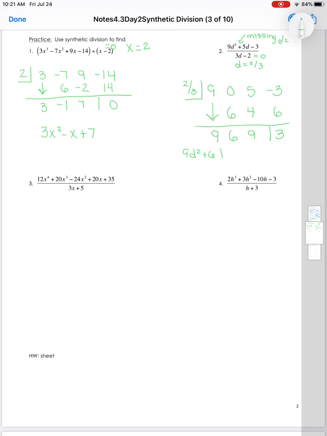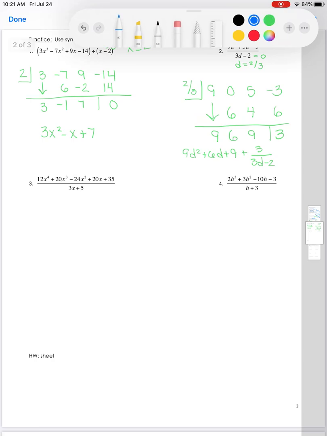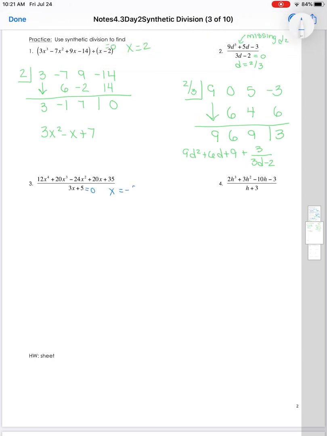So 9 comes down. 2/3 of 9 is 18 over 3, which is 6. 0 plus 6 is 6. 2/3 times 6 is 12/3, which is 4. 5 plus 4 is 9. 9 times 2/3 we already said was 6. And we have 3 left over. So this is our first time we have a remainder. So step 1, answer-wise, we started with 9d to the third. Now we have 9d squared plus 6d plus 9. And then it's a positive 3. So we're just going to do plus 3 over the divisor, 3d minus 2. Just like we did with long division.